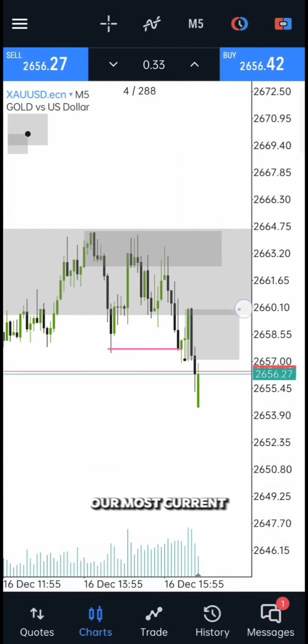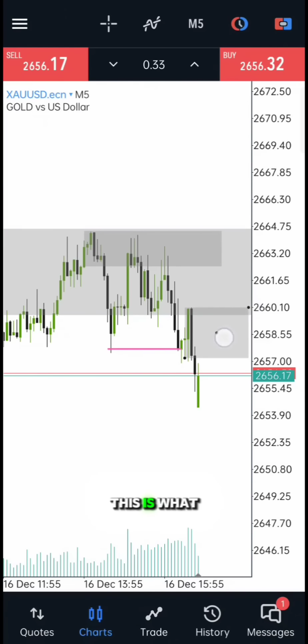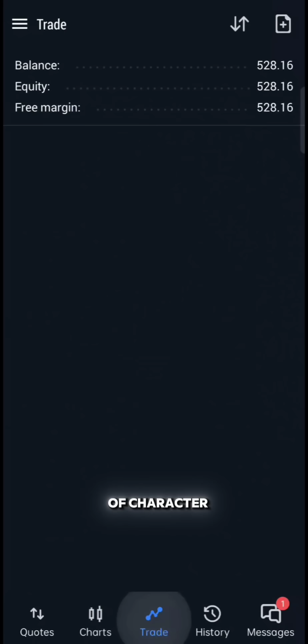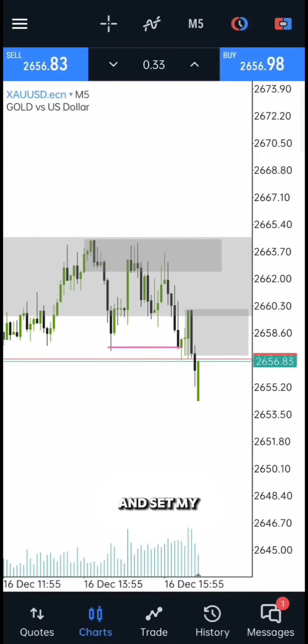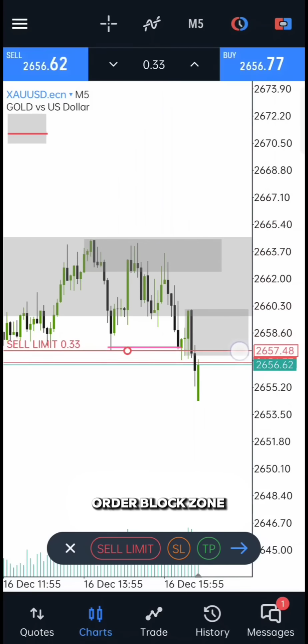So, this is our most current order block zone. This is what causes the change of character in the shorter time frame. That's why I placed all of my pending sell orders from this point and set my stop loss right above the order block zone.